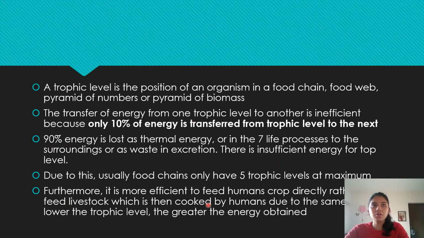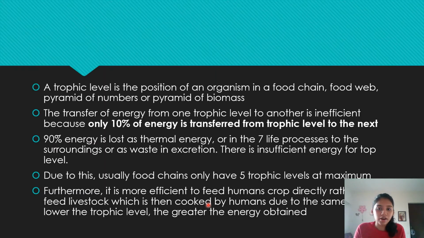Now another question: is it more efficient to feed livestock, then cook the meat and have humans consume that meat, or is it more efficient for humans to directly consume plants? Logically speaking, based on what I just told you, obviously the second scenario is more efficient because humans are going to be at a lower trophic level in the second scenario. Because in the first scenario, you have plants, animals, humans. In the second scenario, you have plants, humans.